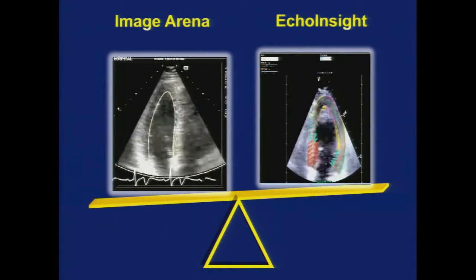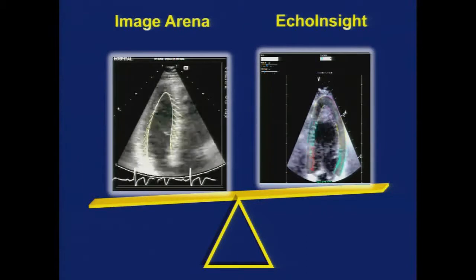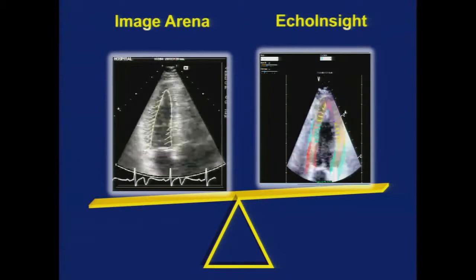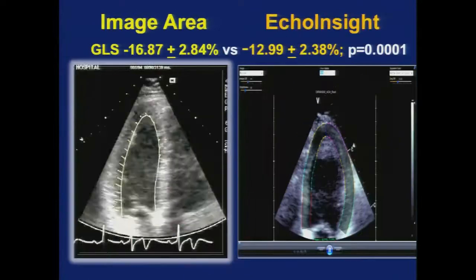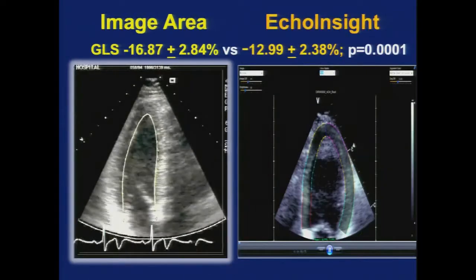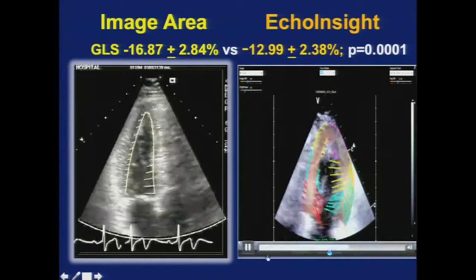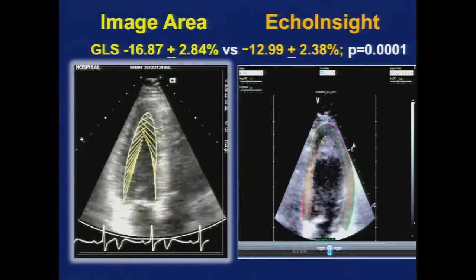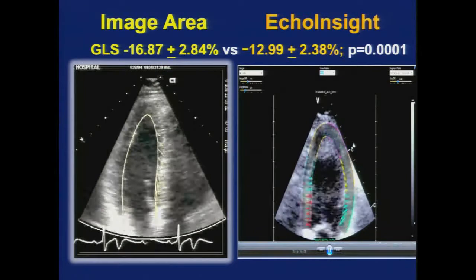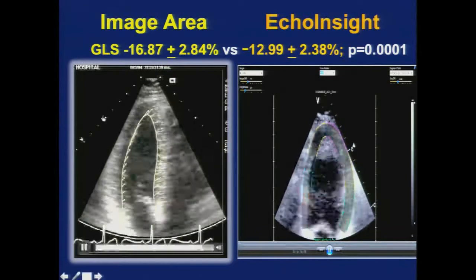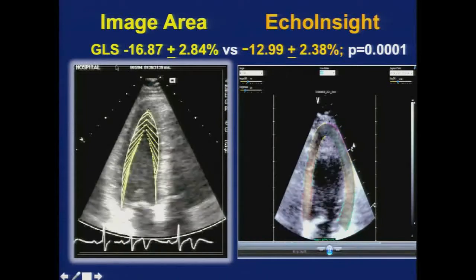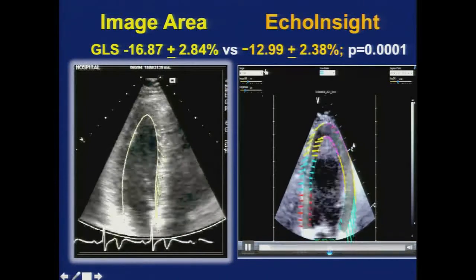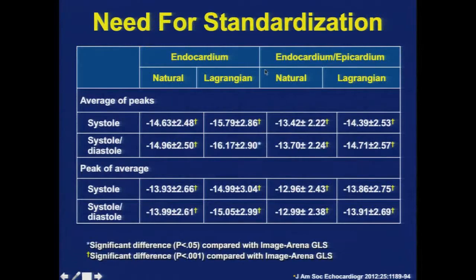The research literature, if it's obtained on a certain system, is that external validity to your lab if you're using a different vendor-specific system? And we started to look at this. This is what we found right out of the box: if we took the same apical 4-chamber view and just plugged it in and used this Image Arena versus here Echo Insight, we got very different values in terms of global longitudinal strain. And this really begs the need for standardization. But this is what we found.